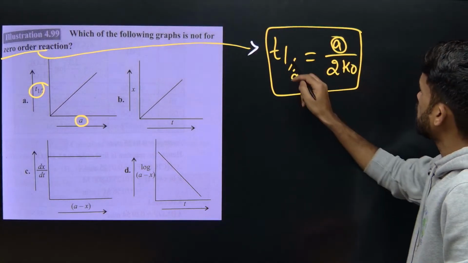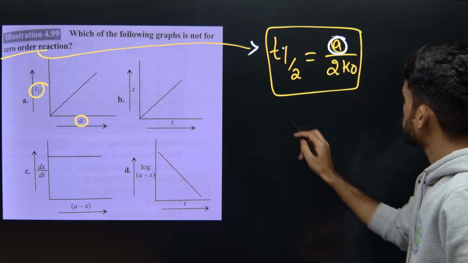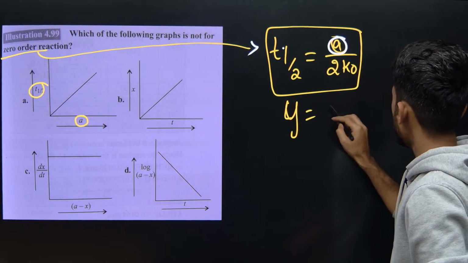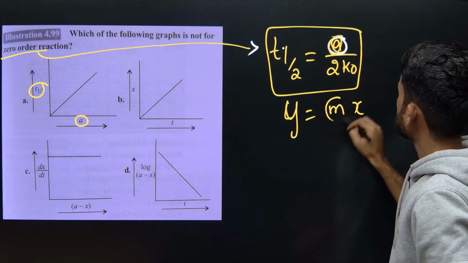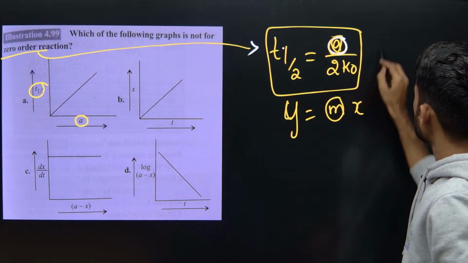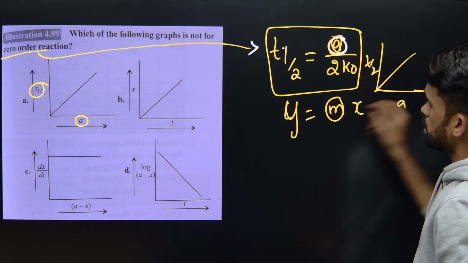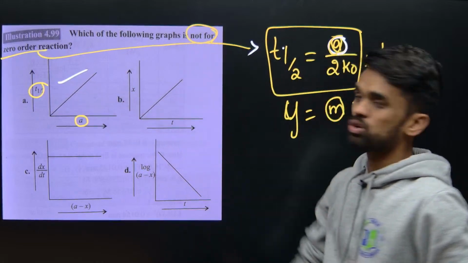So how do they relate? t half is directly proportional to the initial concentration. So you will get this as a y equals mx type graph. Our x is A and m is our 1 by 2K0. So the graph will look like this, t half versus A. Yes, this graph is for a zero order reaction. They are asking for the one that is not for zero order.